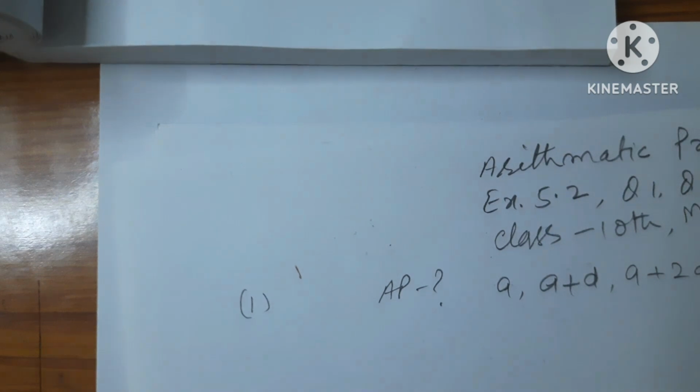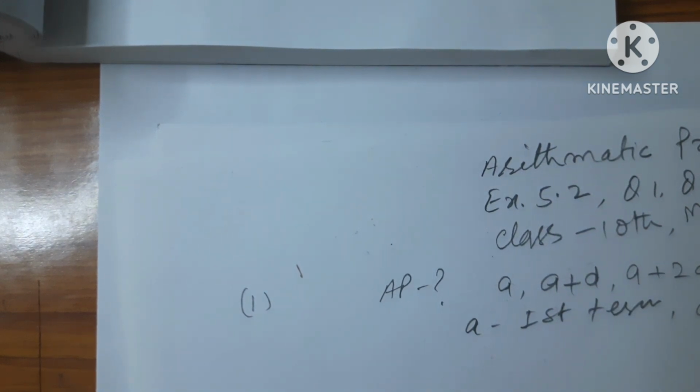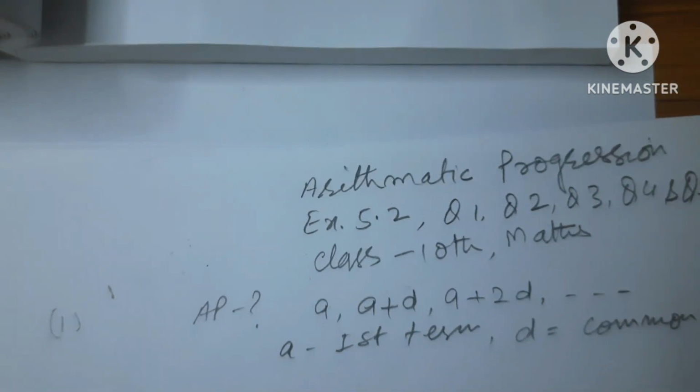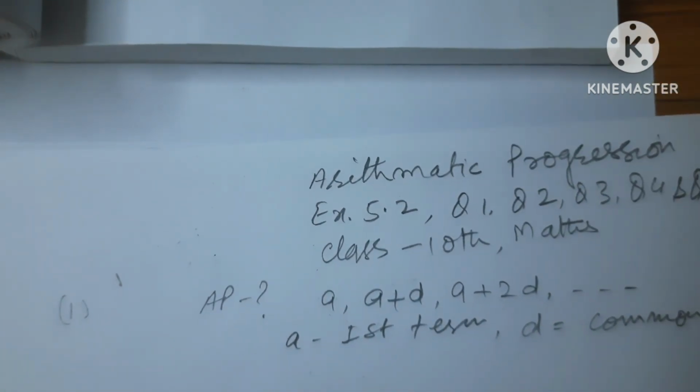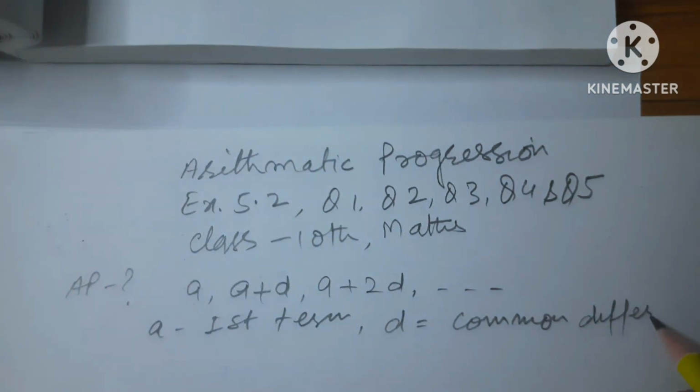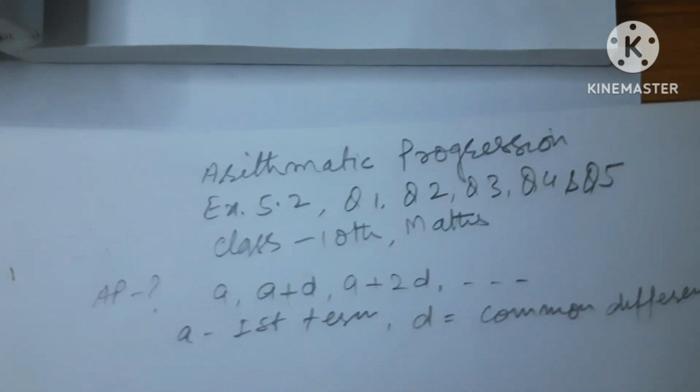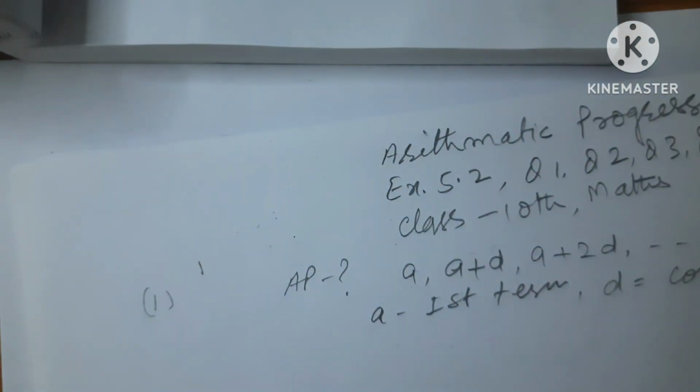This is an arithmetic progression where a is the first term of the series or the progression, d is the common difference. And d is fixed. Fixed means it is constant.